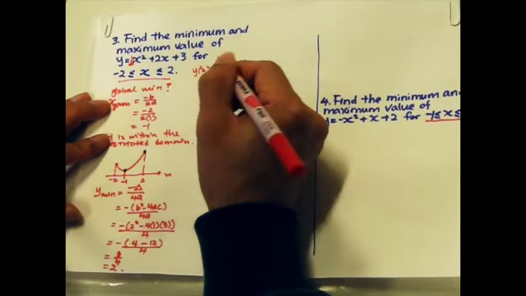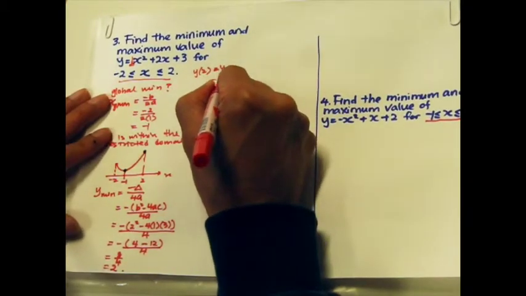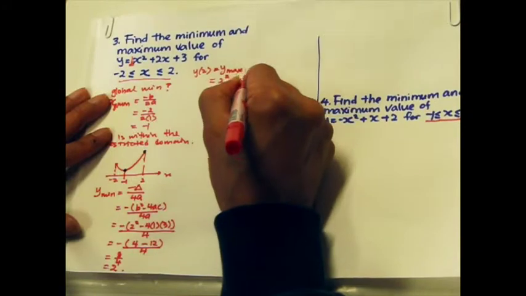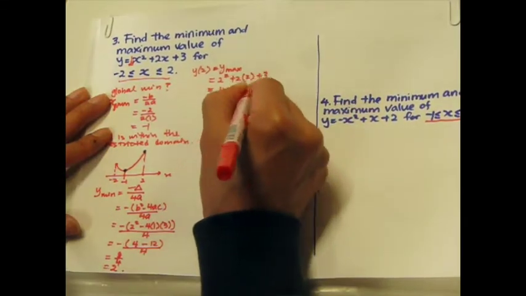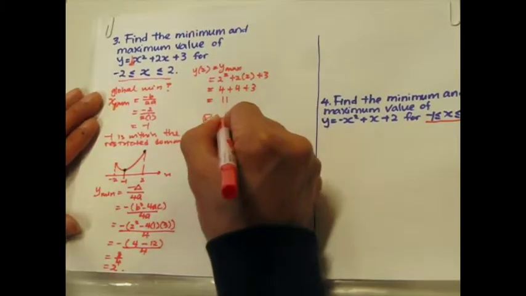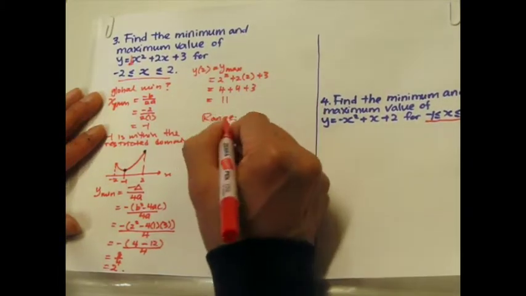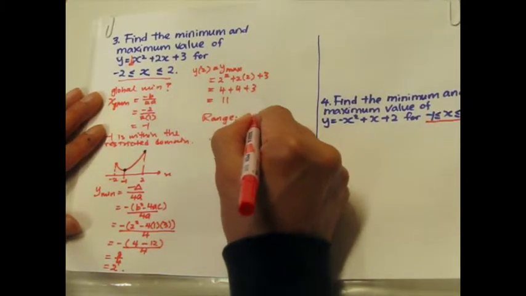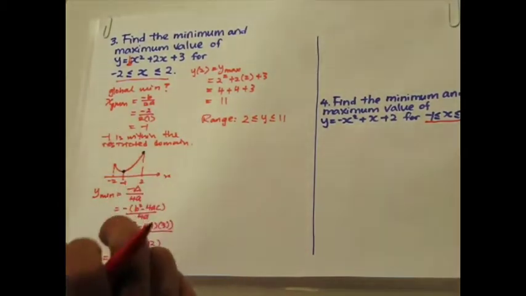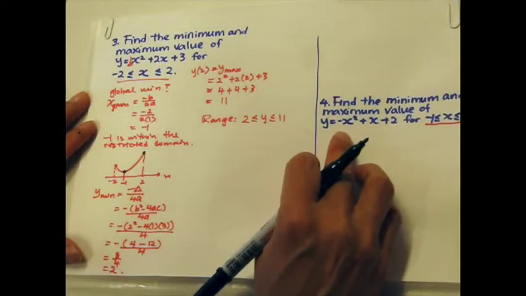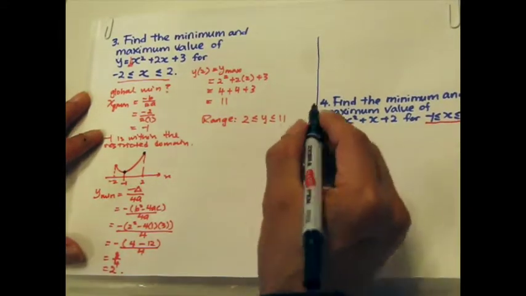So y of 2 in this case is 2 squared plus 2 times 2 plus 3. So the range in this case is going to be from 2 to 11 inclusive, the minimum and maximum value of this particular function.